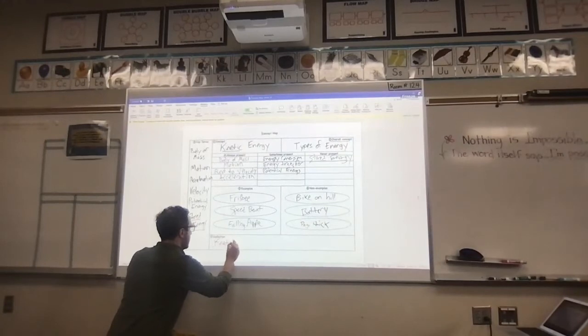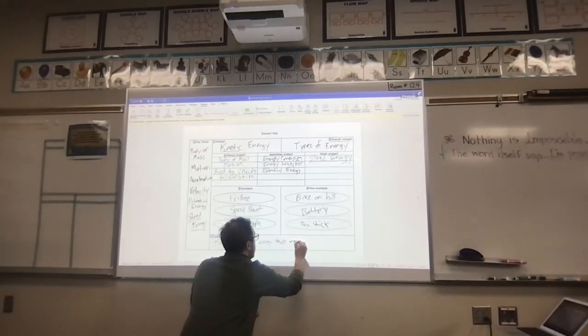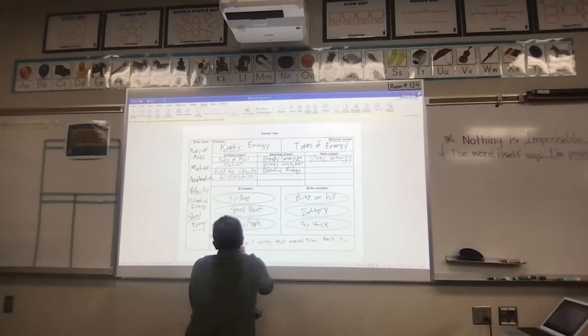So kinetic energy is energy that moves from rest to velocity. Maybe through acceleration? Through acceleration. I love it.